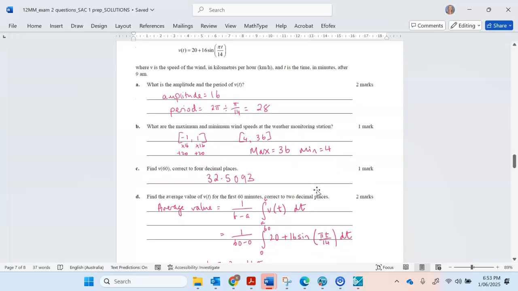All right, next one is so easy as well. Just making sure you do it to 4 decimal places. So you've got the function and you're just substituting in 60. Making sure your calculator is in radian mode.